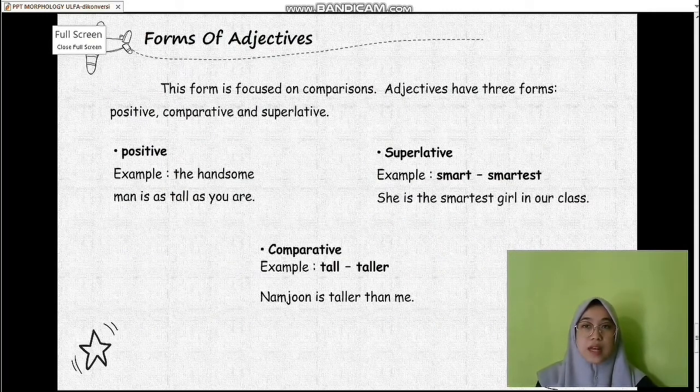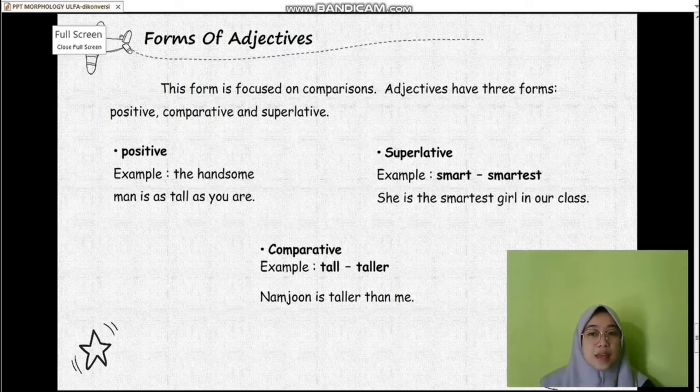The last material is form of adjectives. This form is focused on comparison. Adjectives have 3 forms, that is positive, comparative, and superlative. First is positive, the usual kind of comparison to compare something equivalent. Example, the handsome man is as tall as you are.